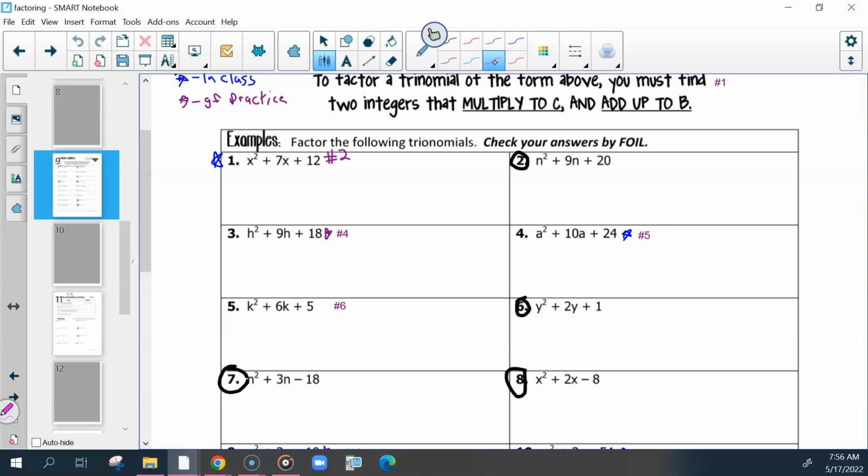I'm going to use the X method to kind of organize my numbers. We're looking for 2 numbers that multiply to be 12, but add to be 7. So you may need to list out your factors off to the side. What are some factors of 12? 6 and 2.